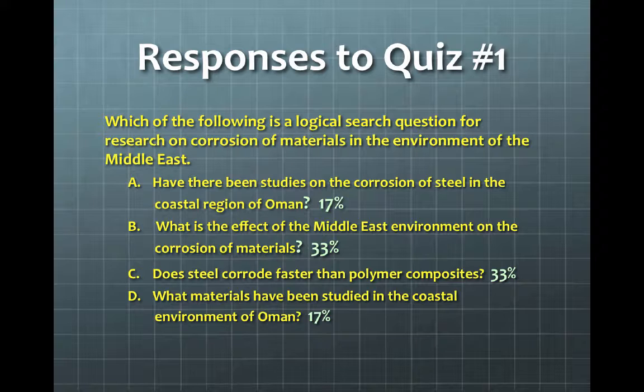So what did I take from this? I felt it was kind of interesting because, as I said, there was no right or wrong answer, I felt. But this kind of demonstrates the kind of questions that you may want to be thinking about when you have a particular research question. In this case, it was research on materials. Didn't say what kind of materials, just said materials in the environment of the Middle East. And so B and C are logical, but really, so are A and D. And so in searching, you might want to ask all 4 search questions. Okay?